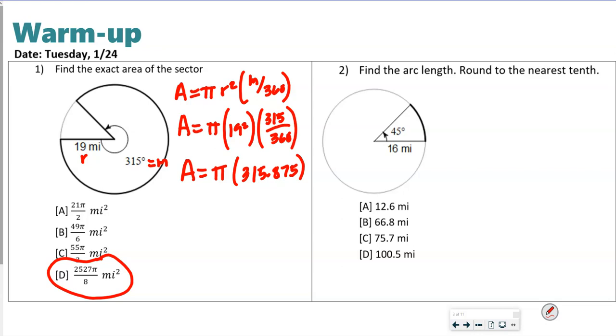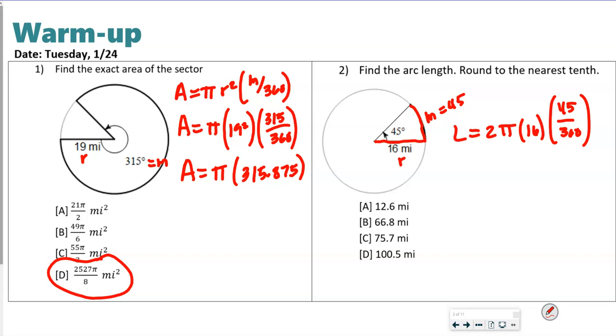So this other one, again, this is our m here, which is 45, right? And then we have our r right there. That's our r. So arc length is equal to 2 times pi times 16. And then we're going to do 45 over 360. So this time you can multiply everything across there just like that. 2 times pi times 16 times, in parentheses, 45 over 360.